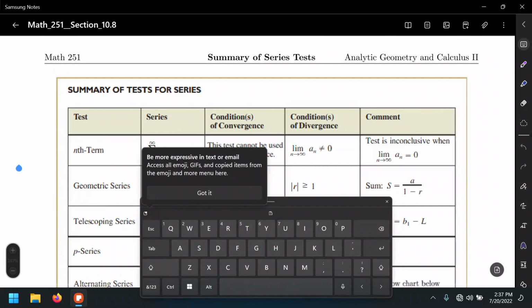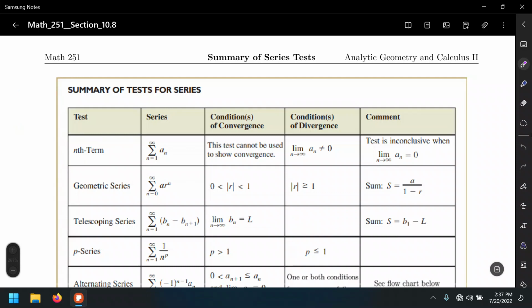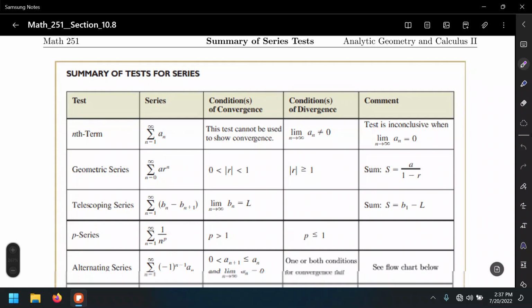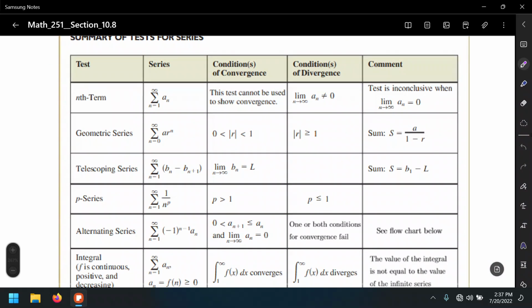All right, guys. So this is technically what would have been section 10.8. I mean, it's not a section that we really have to cover. All it does is provide us with a summary of the tests, and throw up a bunch of random exercises so you can choose the most suitable test to determine the convergence or divergence of the series. In fact, I got this table from a different textbook. I can't remember if it's Larson's or Stewart.